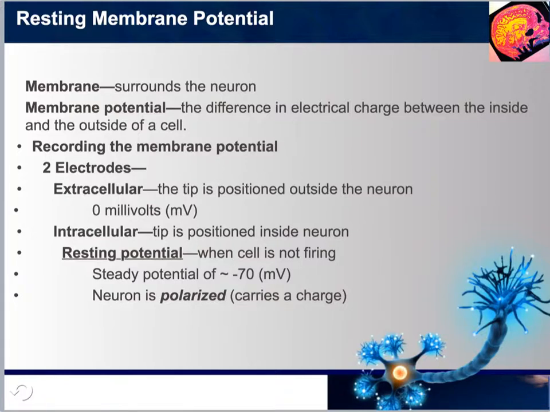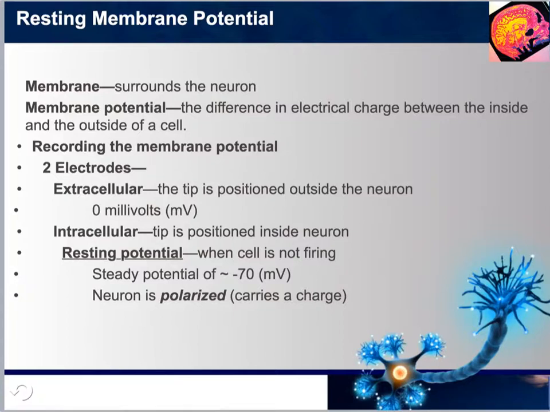Membrane potential is the difference in electrical charge between the inside and the outside of the cell. To record the membrane potential, one tip of an electrode is positioned inside the cell, whereas the tip of another electrode is positioned outside the neuron in what we call the extracellular fluid. To avoid severely damaging the membrane, microelectrodes are used to record intracellular charge.